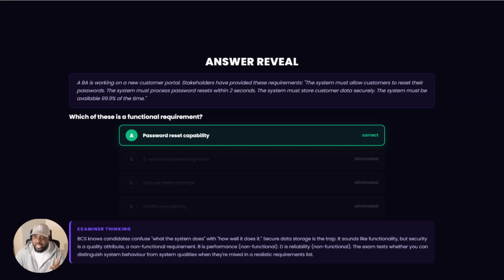Now, here's the examiner thinking behind this question. BCS knows that candidates often confuse what the system does with how well it does it. They put secure data storage as an option because in everyday language, storing data sounds like functionality. But the exam is testing whether you understand that security is always a quality attribute, a non-functional requirement. The examiner wants to know, can you distinguish between system behavior and system qualities when they're mixed together in a realistic requirements list?